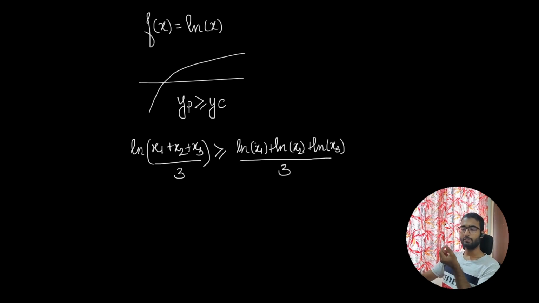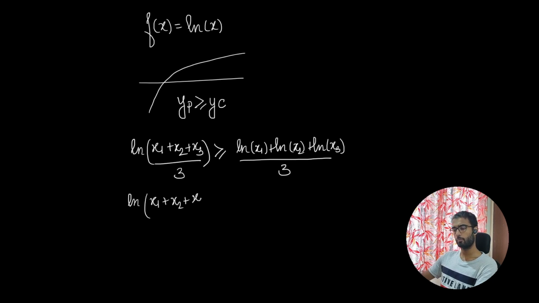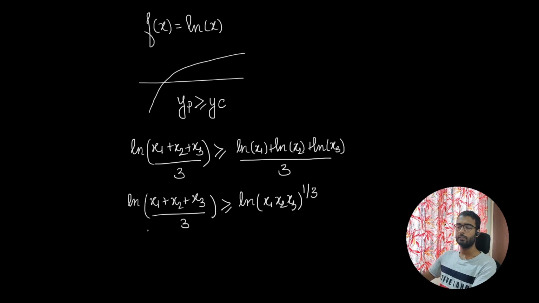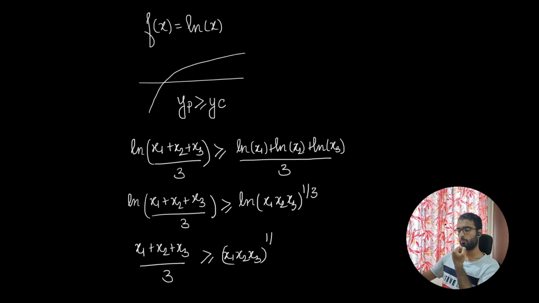Now log a plus log b is equal to log ab, and 1 by 3 log a is equal to log of a to the power 1 by 3. So we get... since log is an increasing function, we can remove the log from both the sides and obtain... This is the famous AM-GM inequality.